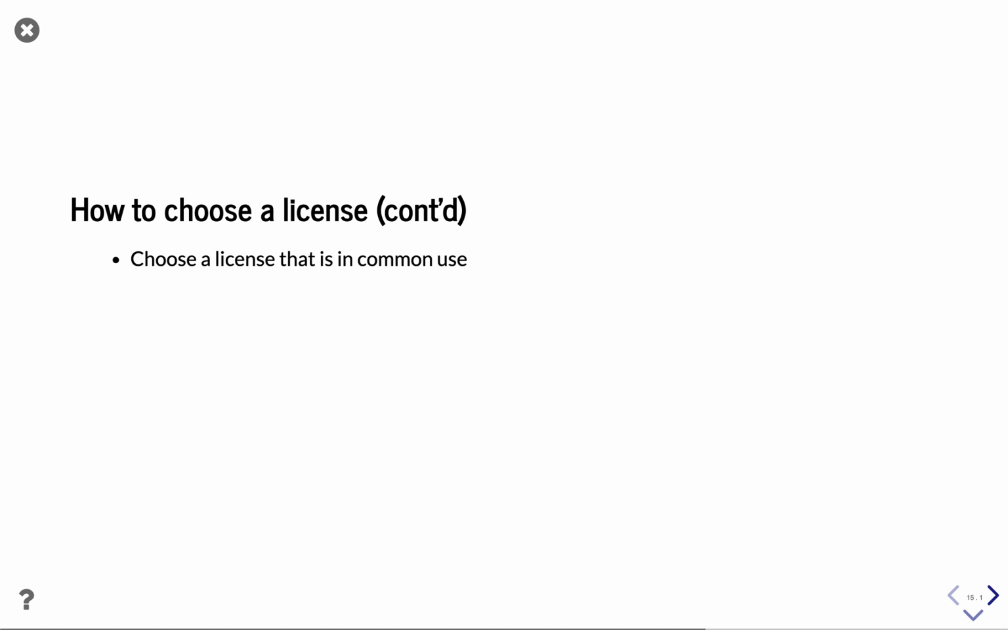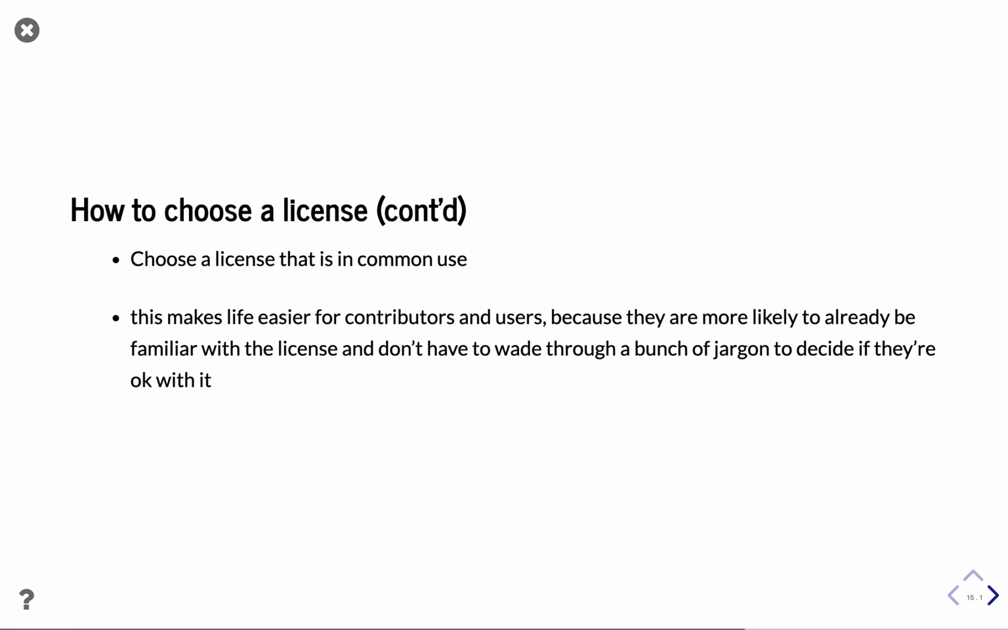Okay, so some more recommendations for how to choose a license. You want to choose one that's in common use. And the reason for this is that it makes your life easier because you've probably seen these licenses before. It also makes life easier for your project contributors and users for the same reason, because they're more likely to have already become familiar with the license, and they don't have to wade through a whole bunch of legal jargon on a new license to decide if they're okay with using it.